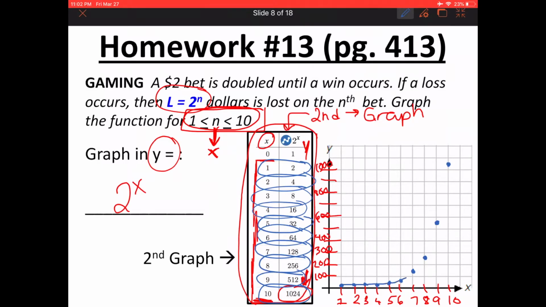So now I connect my points. And I have graphed my curve for this bet. I've gone between 1 and 10, and there's my graph.